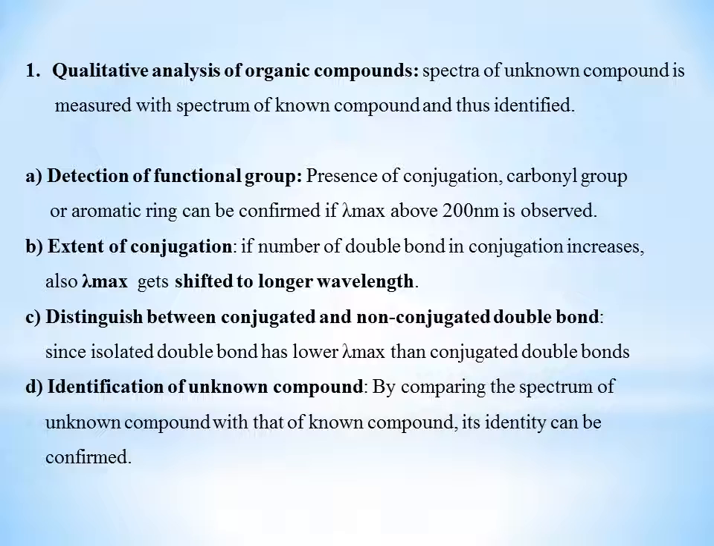And the last one is the functional group. Whenever we identify that conjugation is there or an isolated double bond is there, on that basis we can identify the structure of our unknown or new compound by comparing the spectrum of the unknown compound with that of a number of known compounds. Its identity can be confirmed.